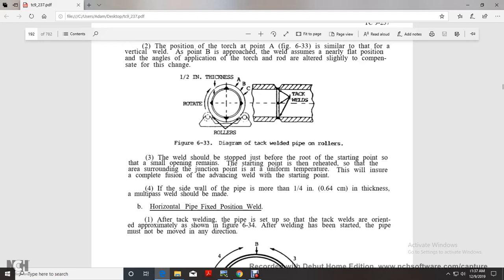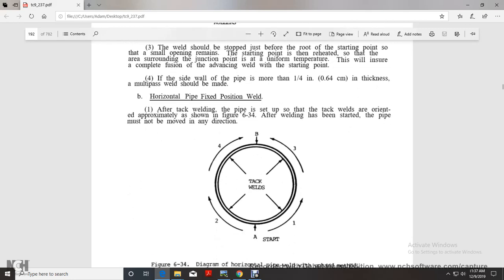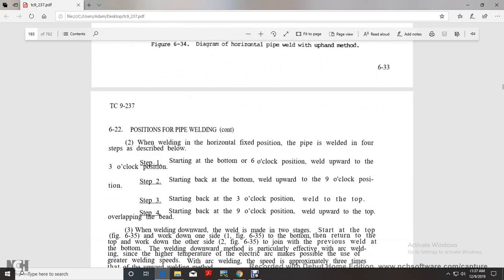should be made. Horizontal pipe fixed position weld. After tack welding the pipe, use up to four tack welds in the orientation approximately shown in figure 634. After the welding has been started, the pipe must not be moved in any direction. Tack welds at 1, 2, 3, 4, and A and B. Position of the pipe for welding.